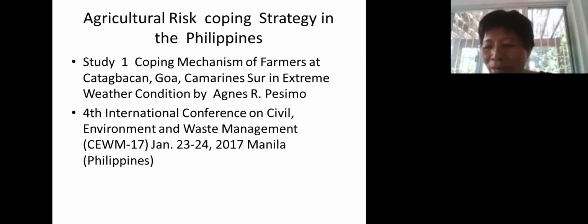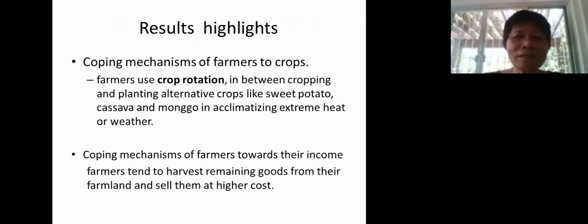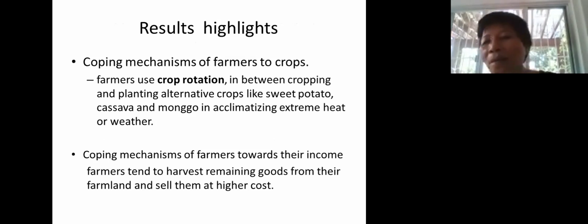Okay, this is in one area. It's the question of Professor Kamayama. What happened to the farm household? All right, coping mechanism of farms for their crops. What do they use? They use crop rotation. That's one of their coping strategies. In between cropping and planting, they plant alternative crops: sweet potato, cassava, and mungo. I don't know if that is in an effort to acclimatize to extreme heat or weather. So that's what they use.